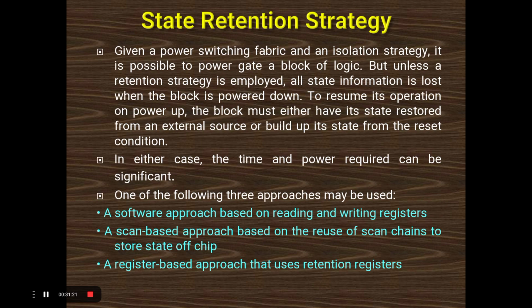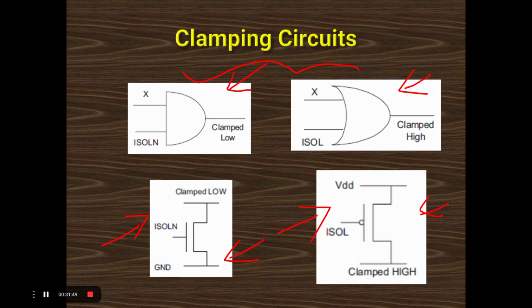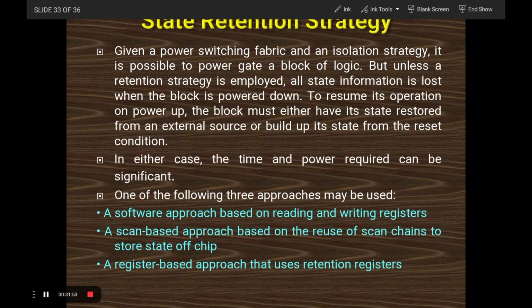So this is nothing but a state retention strategy. In this case, given a power switch fabric and isolation strategy, with the help of those two techniques, we can design a good method to resume the operation of the power-on block. It must either have a state recorded from an external source, or we build up a state from the reset condition. So state retention means that we are getting the previous value. That is the general meaning, right? Retention means maintaining the previous value, or taking the corresponding previous value.